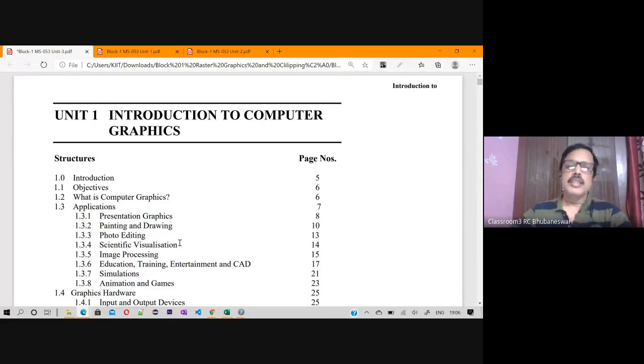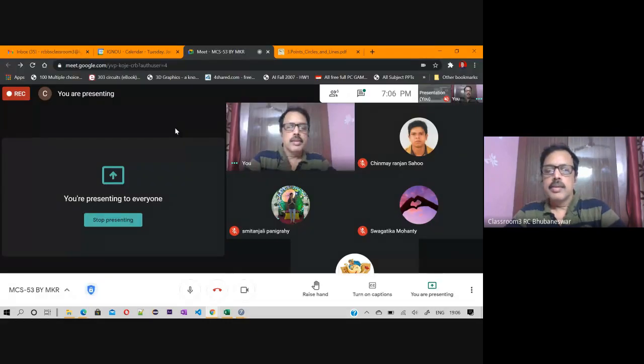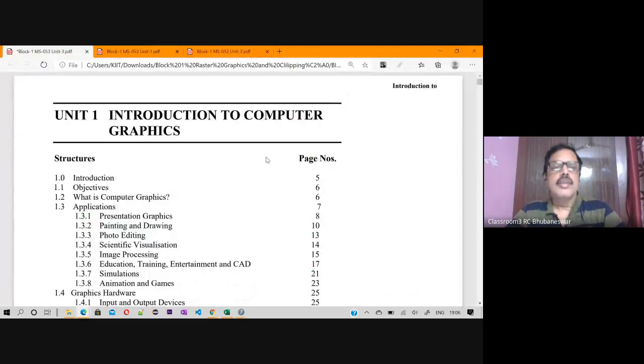So you all can see my screen. I want a confirmation whether my screen is visible to all of you. Can anyone confirm? Chinmay, can you confirm whether the shared screen is visible? Yes, sir.